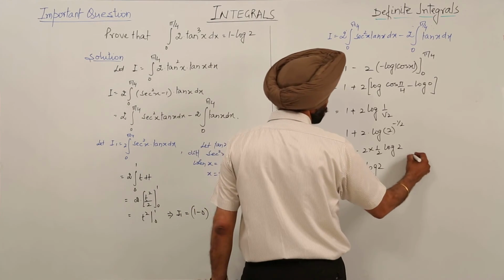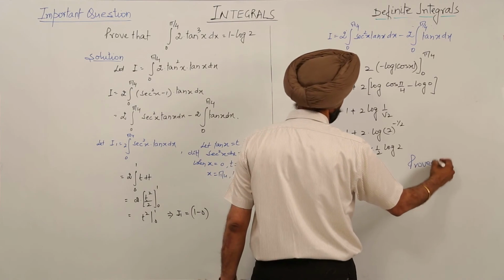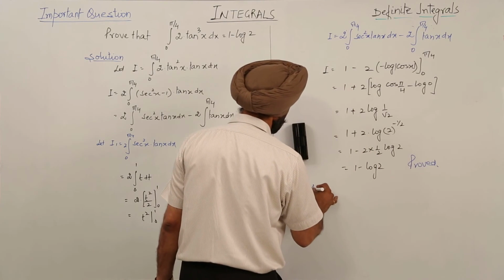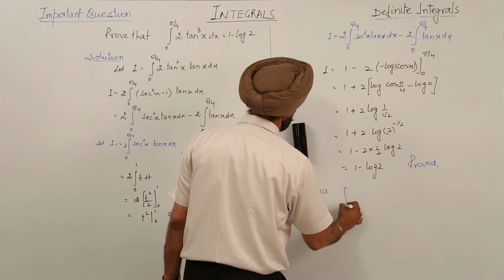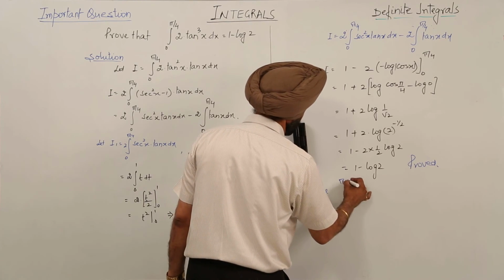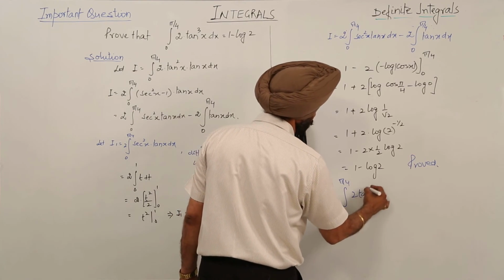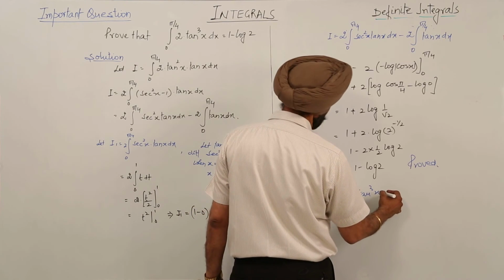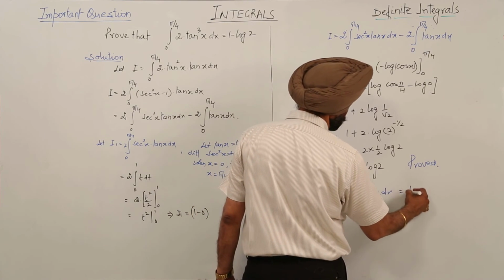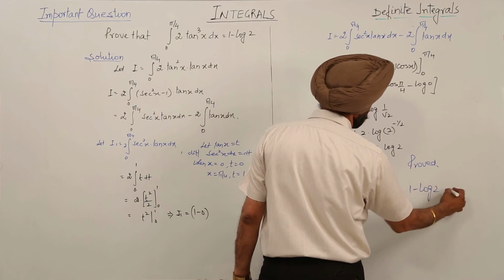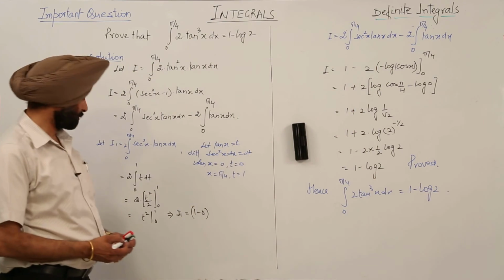So we have proved, hence we can write that the integral from 0 to pi by 4 of 2 tan cube x dx is equal to 1 minus log 2. Okay.